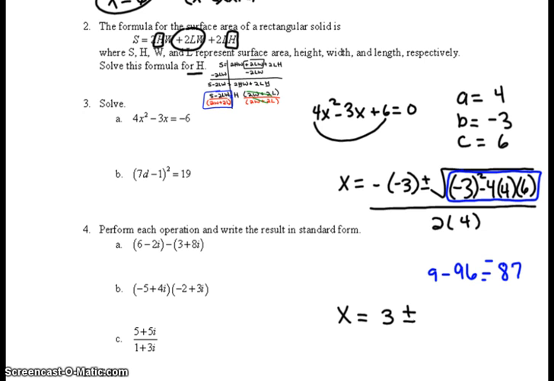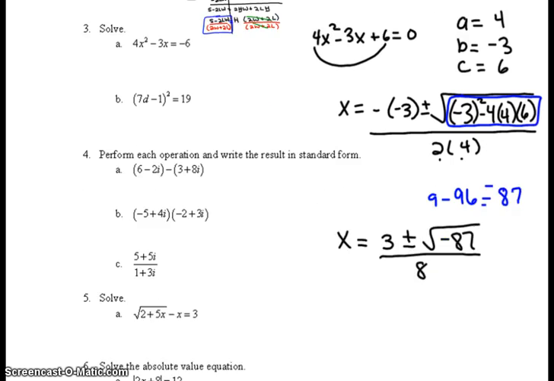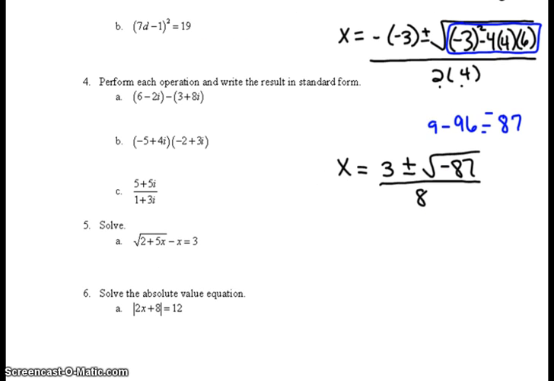x equals 3 plus or minus the square root of negative 87, divided by 8, because 2 times 4 is 8. Since we can't take the square root of a negative number, this negative is going to become an i, so x is equal to 3 plus or minus i square root of 87 divided by 8.